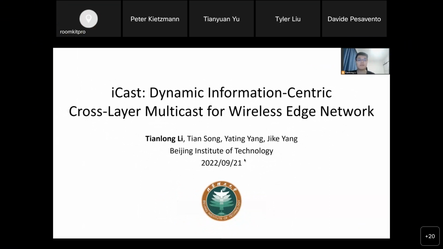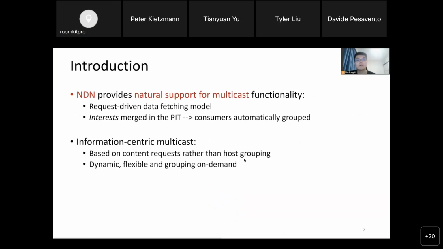Hello everyone, this is Tianlong Li, a PhD student in computer science at Beijing Institute of Technology. Today I'm presenting our paper ICAST, Dynamic Information-Centric Cross-Layer Multicast for Wireless Edge Network. NDN naturally supports multicast with its pull model data plane. Instead of preconfigured multicast groups, in NDN the interests with the same name are merged in the PIT, and when the data is retrieved, the network layer naturally multicasts it to all the consumers based on the interfaces recorded in the PIT. Hence, NDN naturally supports dynamic and flexible multicast.